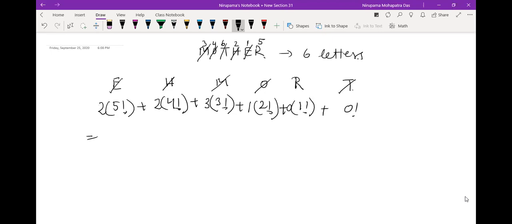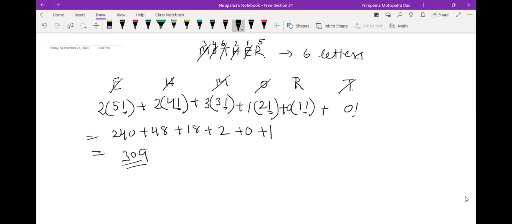So this is equal to 2 into factorial 5, that is 240, plus 2 into factorial 4, 48, plus 3 into factorial 3, 6 into 3, 18, plus 1 into factorial 2, 2, then 0 into factorial 1, 0. 0 factorial is 1. Now let's add all these terms. You are getting 309.